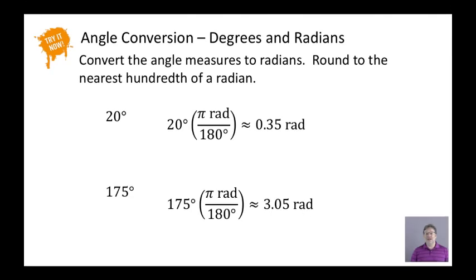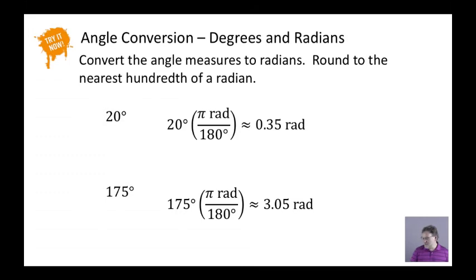Welcome back. In both cases, we are multiplying the angular measure in degrees by the appropriate conversion fraction here with 180 degrees on the bottom and pi radians on top. And the result is that for 20 degrees, we get an equivalent measure in radians of 0.35 radians, and for 175, it's 3.05 radians.